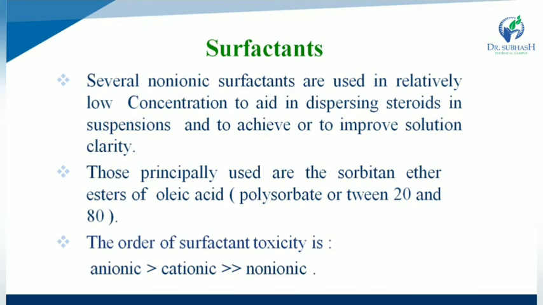that are known as polysorbate or Tween 20 and Tween 80. So, the order of surfactant toxicity: anionic surfactants are much more toxic compared to cationic, and cationic are much more toxic compared to non-ionic surfactants.